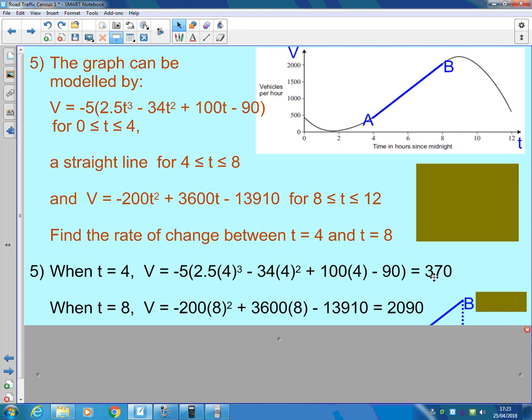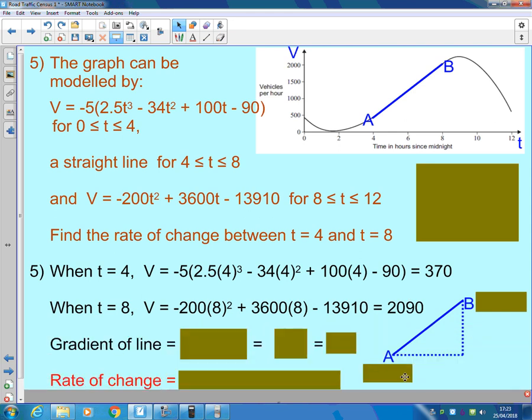A is 4, 370. There we are, 4, 370, and B is 8, 2090. So there's my line AB, there's one point, there's the other. Now to find the gradient of a line, I want this length divided by that length. Now this length is 2090 take away 370, the y coordinates, and the other length going across is the 8 take away the 4.